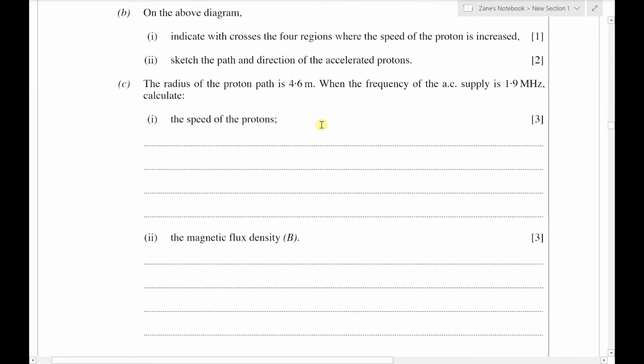Next, the radius of the proton path is 4.6 meters, and when the frequency of the AC supply is 1.9 megahertz, we've got to calculate the speed of the protons. So here we can use v equals 2 pi r over t, or if you prefer, v equals 2 pi r f. I think this way is slightly easier with the t bit. So what we've got to think about is 2 pi r is the circumference of one revolution of our protons as it goes around the synchrotron. We've got to think about the time that it takes for the protons to do that. Well, the period for the AC is 1 over 1.9 megahertz.